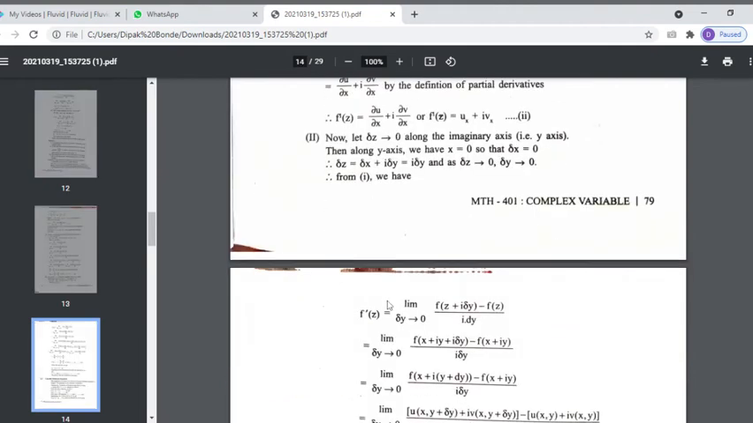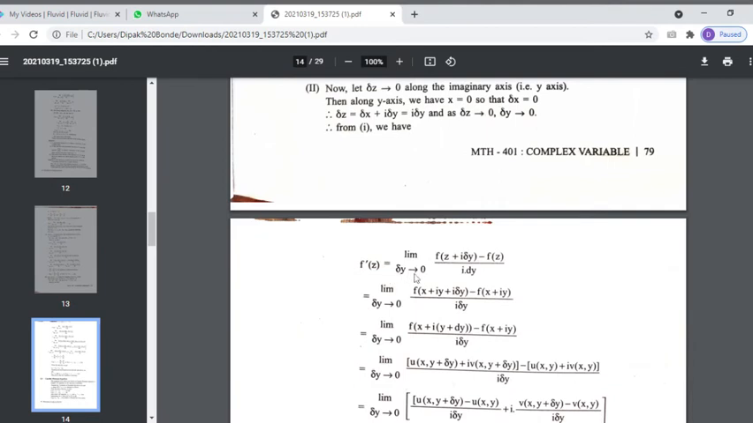Putting these values, we get f'(z) is equal to limit delta y tends to 0 of f(z + i delta y) minus f(z) upon i delta y. So f(z), put the value of z is x plus iy. So here x is the real part, i into (y plus delta y) is the imaginary part, minus f of x plus iy, upon i delta y.